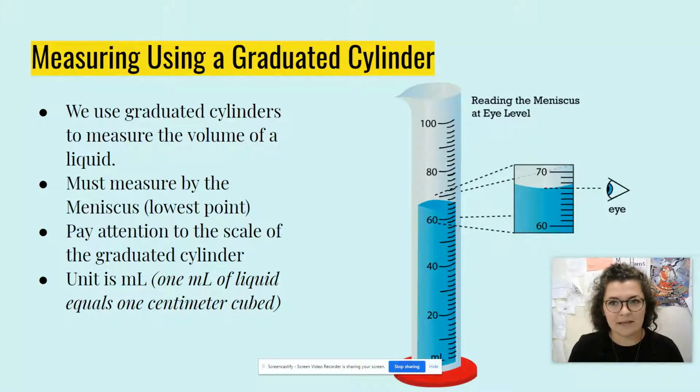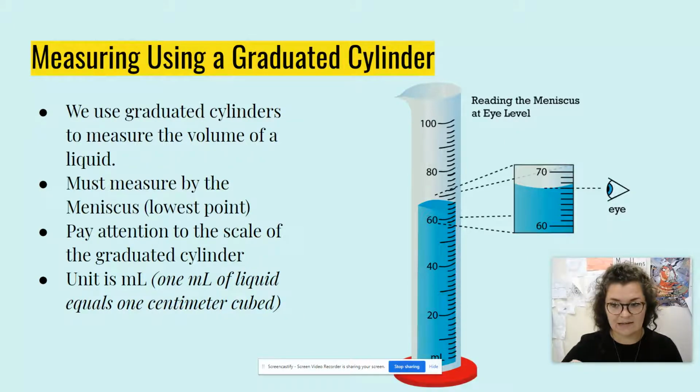It's kind of like whenever you're swimming and you look and your hands and your feet look a little different in the pool. It's because that light is going to bend a little bit. So again, we measure from the lowest point, which is the meniscus, when using a graduated cylinder or anything really. If you're a big baker, then you already know this. Pay attention to the scale.